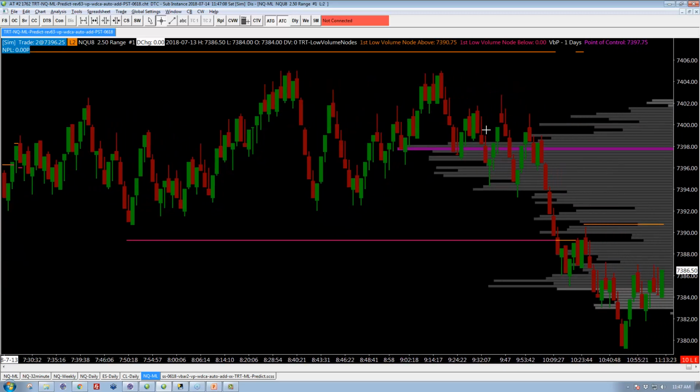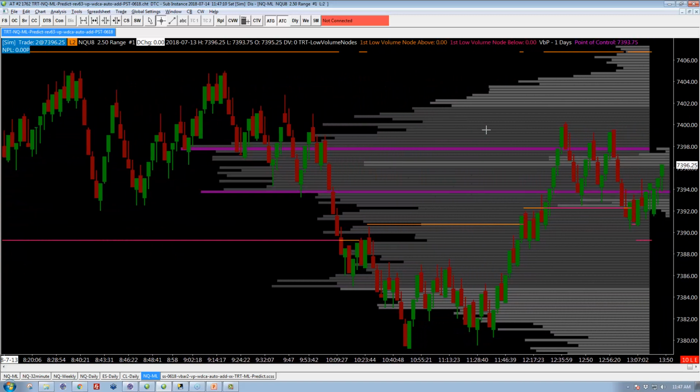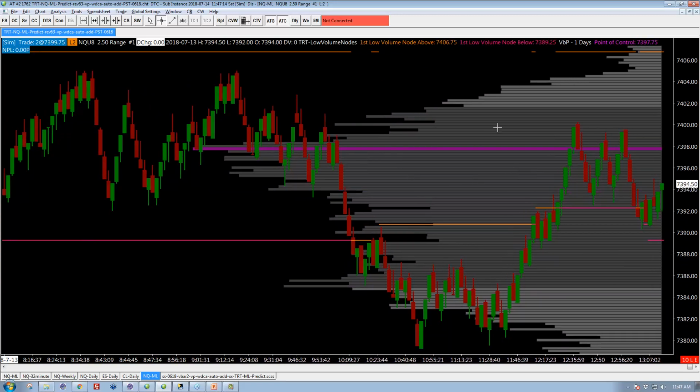Remember, the value area is this area here where the market has spent the most of its time. Okay, but again, this is the volume area at the end of the day. We want the volume area at each point in time. Now, Sierra Chart gives us that.